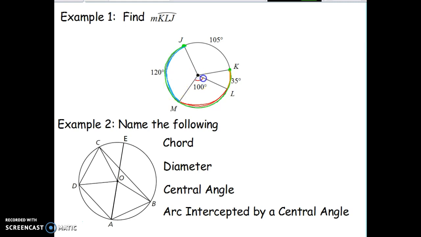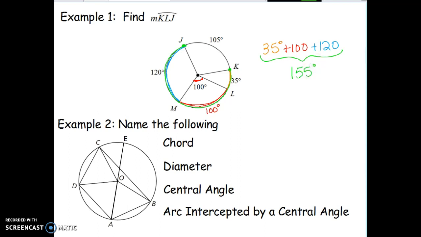And we know this one is telling us what the angle in the center is here, but we also know that because this is a central angle, the arc has the same number of degrees. So this arc out here would also be 100 degrees. So if we take KL, which is 35, and add it to LM, which is 100, and add that to MJ, which is 120, when we add all of those together, that gives us the total measure of arc KLJ, which is 155 degrees.